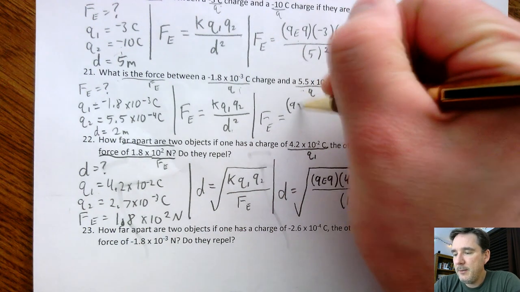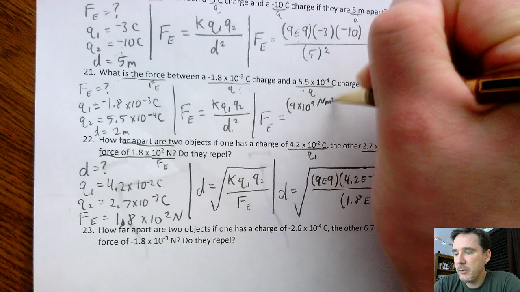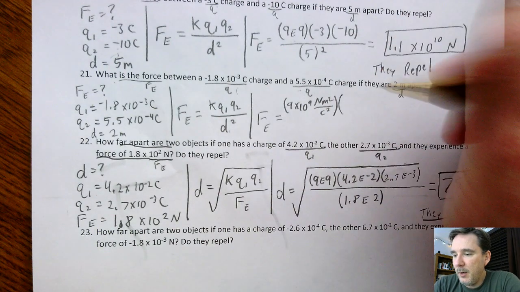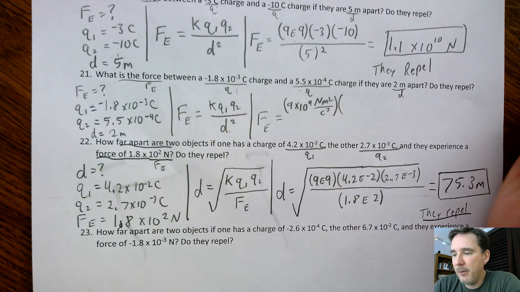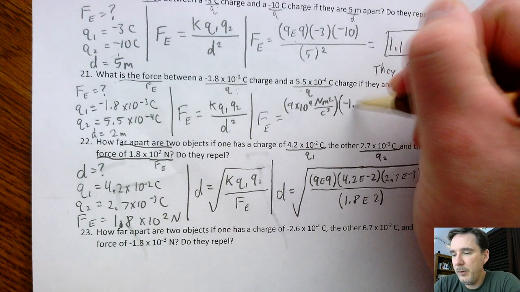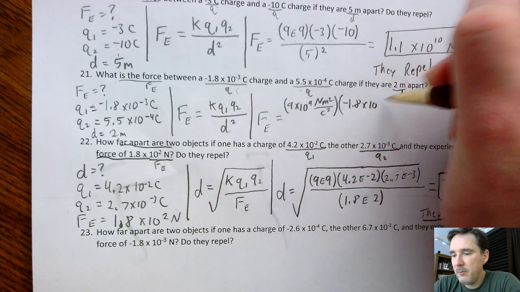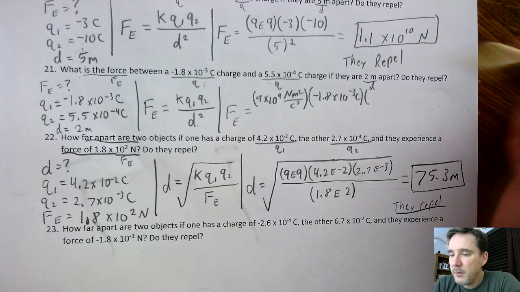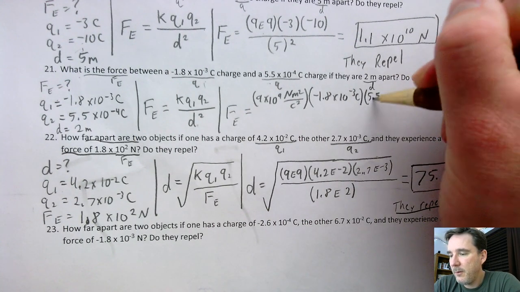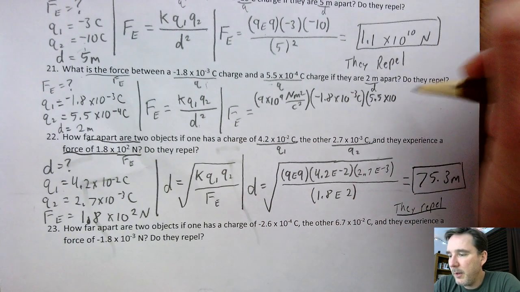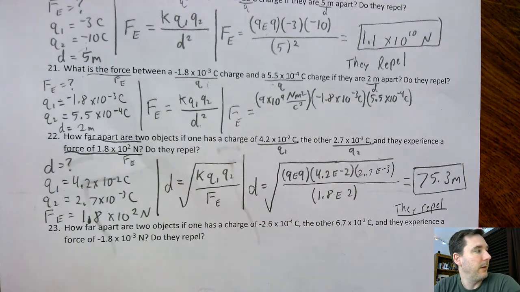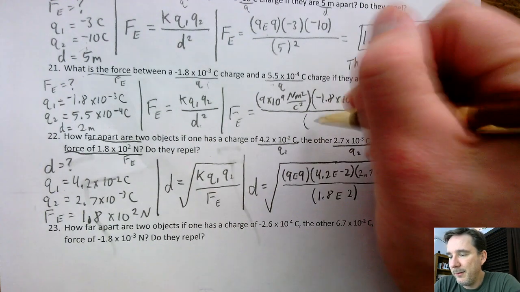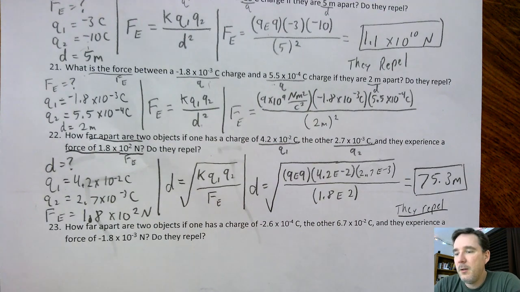So K is 9 times 10 to the 9th newton meters squared per coulomb squared. And you can see I'm not writing the calculator version of it. And that's K, so don't forget K, by the way. Q1 is negative 1.8 times 10 to the negative 3 coulombs. And Q2 is 5.5 times 10 to the negative 4 coulombs. All that over 2 meters squared.